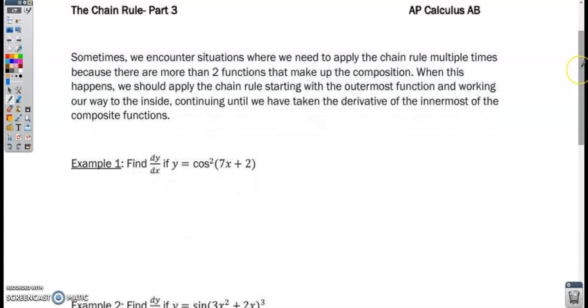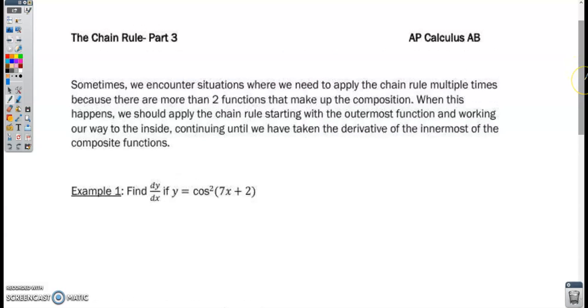We're going to start with example 1. Find dy dx if y equals cosine squared of the quantity 7x plus 2. Now you want to make sure that you're thinking about this, even if you don't rewrite it this way, but you should always be thinking, whenever you have a trig function raised to a power, that this is the quantity cosine of 7x plus 2, that whole quantity raised to the second power. Okay, and so now what we really have here is three functions in composition.